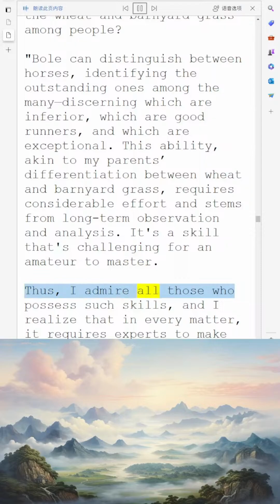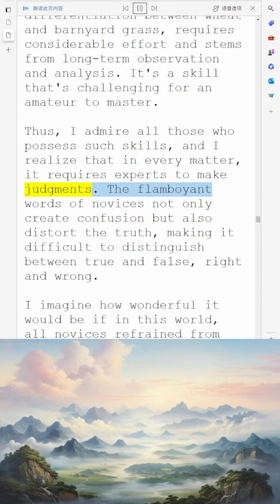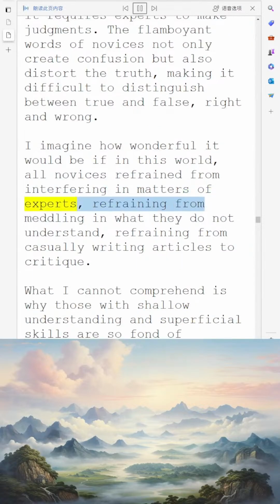Thus, I admire all those who possess such skills, and I realize that in every matter, it requires experts to make judgments. The flamboyant words of novices not only create confusion but also distort the truth, making it difficult to distinguish between true and false, right and wrong. I imagine how wonderful it would be if in this world, all novices refrained from interfering in matters of experts, refrained from meddling in what they do not understand, refrained from casually writing articles to critique.